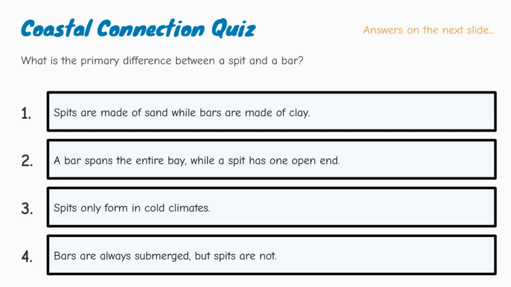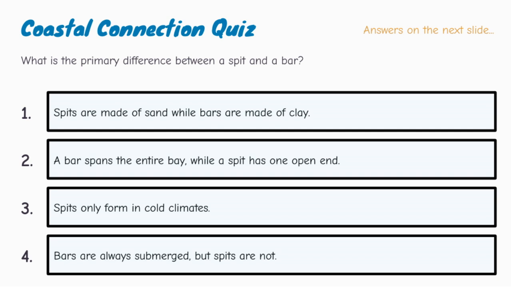Let's check your understanding. The question is, what is the primary difference between a spit and a bar? Is it: 1. Spits are made of sand while bars are made of clay. 2. A bar spans the entire bay, while a spit has one open end. 3. Spits only form in cold climates. 4. Bars are always submerged, but spits are not. Take a moment to think.